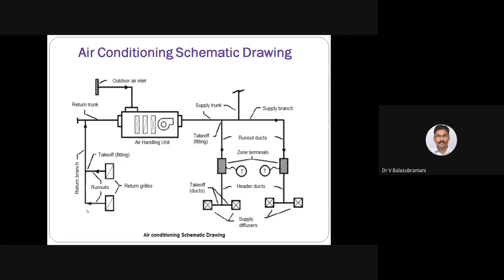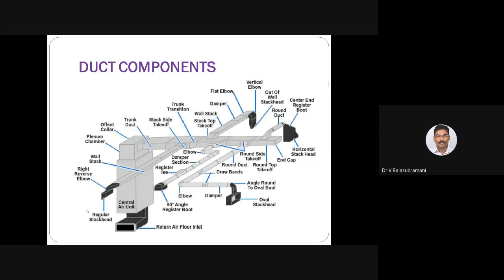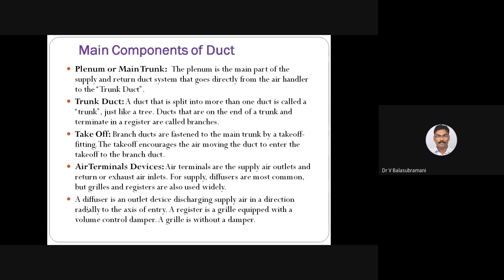And then this is an air conditioning schematic drawing. Mostly many of you are aware of it. This shows the duct components. There are many components, but four are very important: the main duct, the trunk duct, the takeoff, as well as the diffuser. All other components are required in the duct design, but I am not concentrating on all of them because of time limitation. The main component is the main trunk.